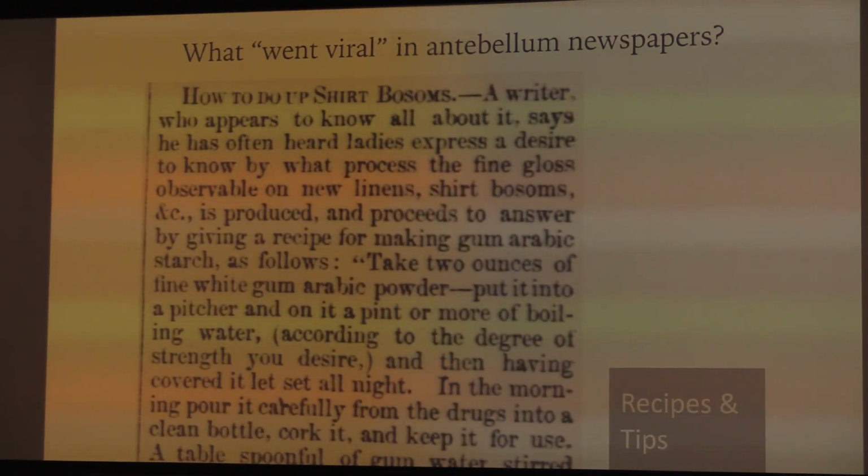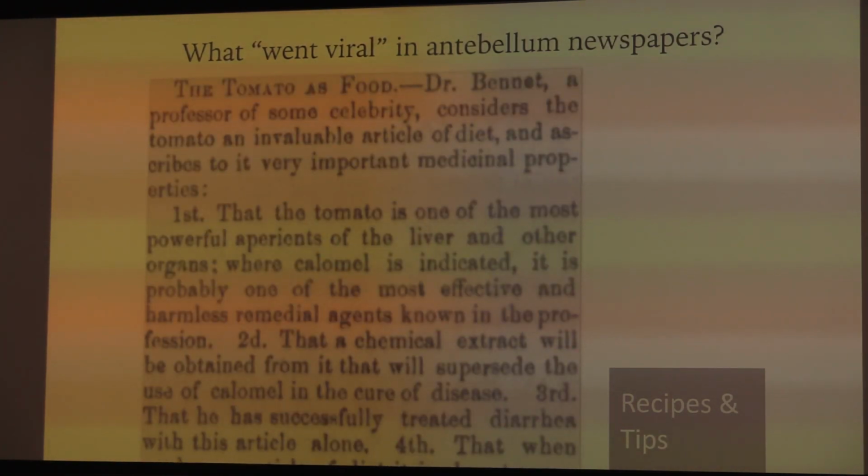Lots of household recipes and tips. So if you need to starch your shirt collars, here's a nice recipe. You can make your own starch to do so. This is one of my favorites. This is an article basically trying to convince Americans that tomatoes are not poisonous and that if you prepare them correctly, they're not even disgusting to eat. The tomato, not really a part of the American diet at this moment, right? So this is this article that circulates really widely, convincing people that it's actually okay to eat tomatoes.